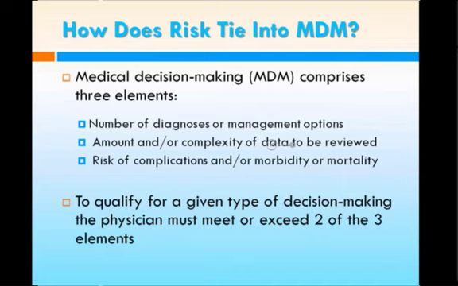So how does risk tie into medical decision-making? Medical decision-making comprises 3 elements: number of diagnoses or management options, the amount or complexity of the data to be reviewed, and the risk of complications and/or morbidity or mortality. To qualify for a given type of decision-making, whether that's straightforward, low complexity, moderate, or high, the physician must meet or exceed 2 of the 3 elements according to CPT E/M services guidelines.